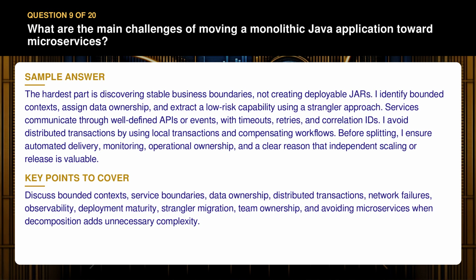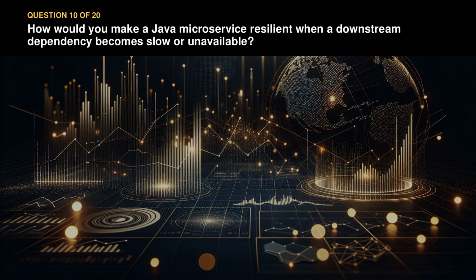Discuss bounded contexts, service boundaries, data ownership, distributed transactions, network failures, observability, deployment maturity, strangler migration, team ownership, and avoiding microservices when decomposition adds unnecessary complexity. Question 10. How would you make a Java microservice resilient when a downstream dependency becomes slow or unavailable?